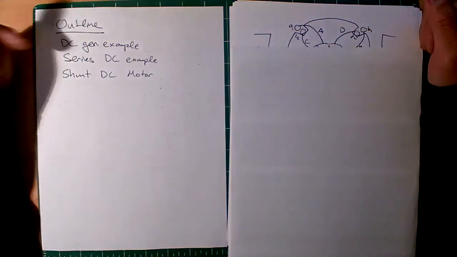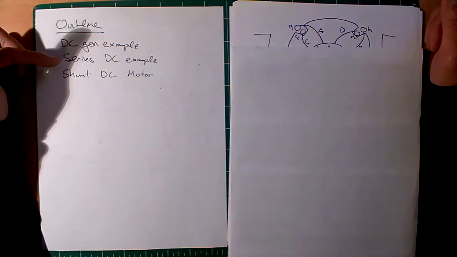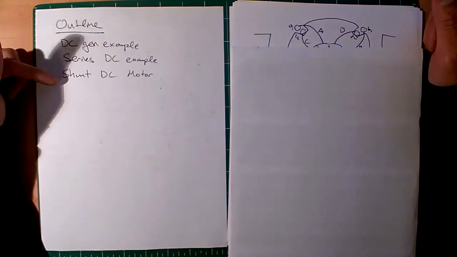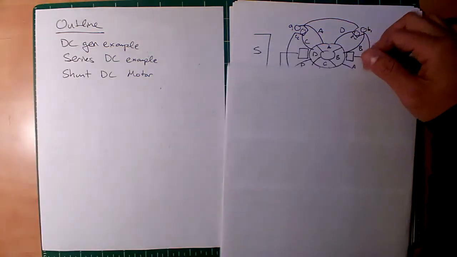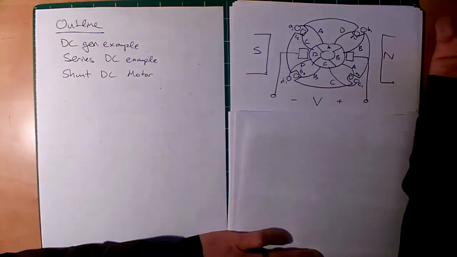Today we're going to go over a DC generator example. We're going to look at a series DC motor example, and then we'll look at a shunt or parallel wound DC motor. Okay, so let's look at this simple example. I believe this is a homework problem, but I felt it was good to go over it.